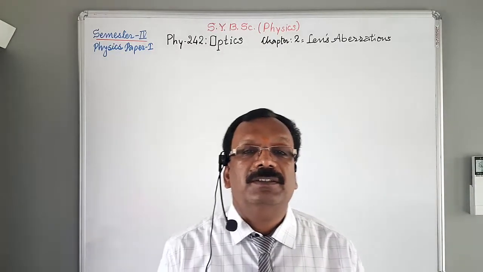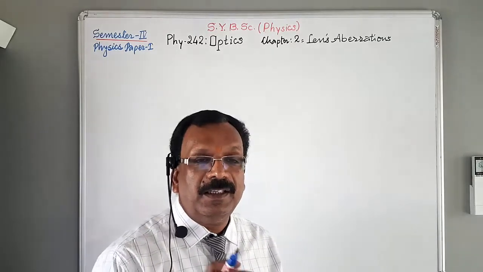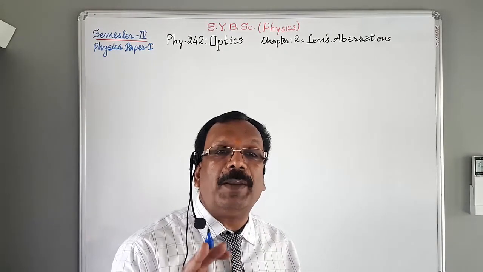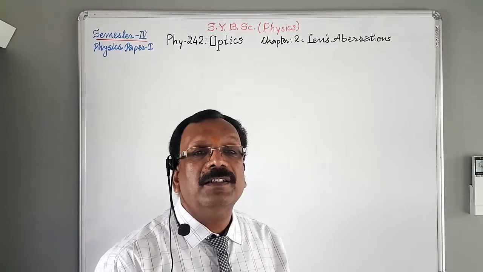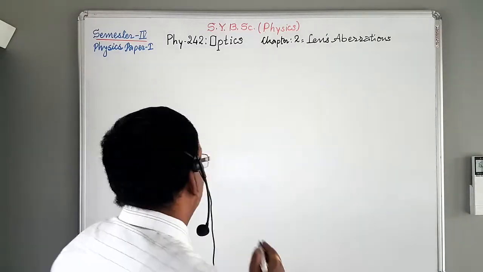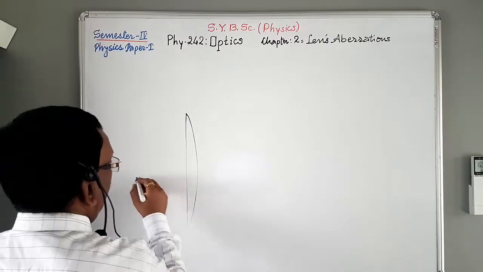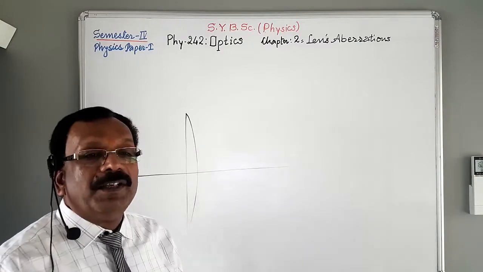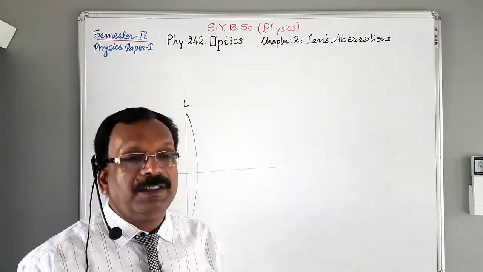That means, see here, by using a plano-convex lens. Here we are going to use a plano-convex lens. By using the plano-convex lens, we can reduce the spherical aberration. So this is the second method. See here, suppose this is the plane surface and this is the convex surface. So this lens is nothing but a plano-convex lens.